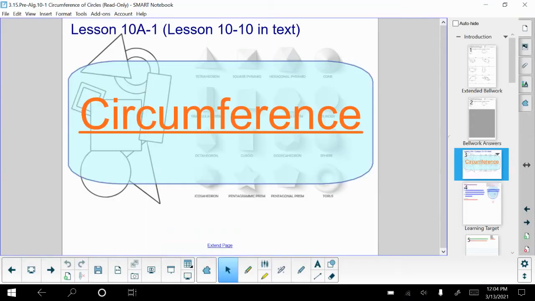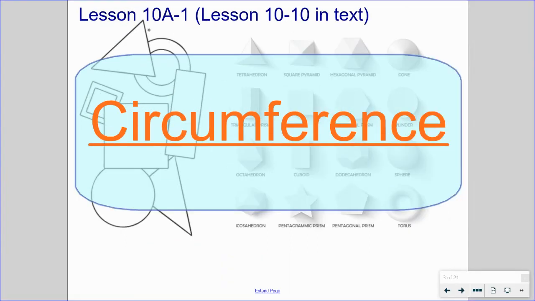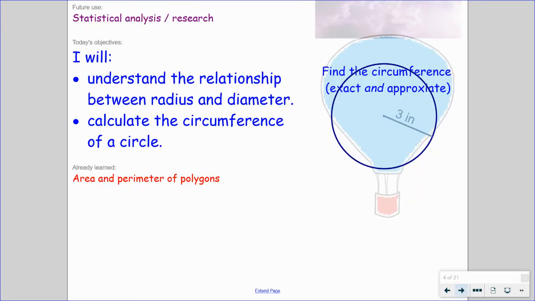Now let's go ahead and get into today's lesson. Once again, we'll call it 10A1, but really in the textbook, it's chapter 10, lesson 10, circumference. Focus for the day: I will understand the relationship between radius and diameter and calculate the circumference of a circle. It's given over there on the right side in blue. If I give you either a radius or a diameter of a circle, you should be able to come up with its circumference.